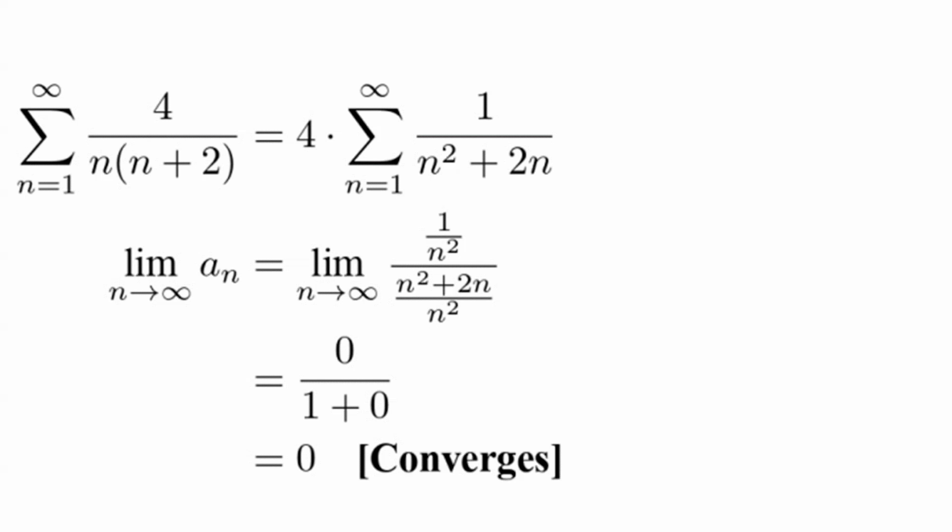So it will be 0 over 1 plus 0, so it will be 0. So 0 over 1 is 0, and the series converges. Okay, I think that's it from me.